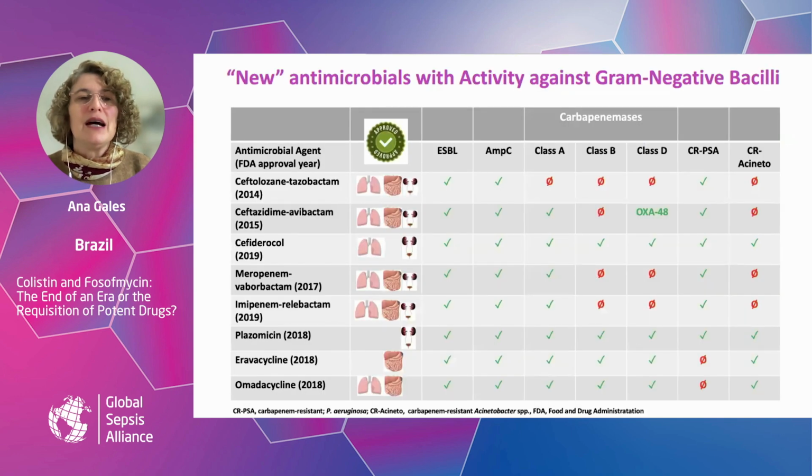I would like to start my presentation by recalling the new antimicrobials that were recently approved for the treatment of gram-negative infections. Most of these agents are combinations of beta-lactams with beta-lactamase inhibitors. They target carbapenem-resistant Enterobacterales. Very few have activity against carbapenem-resistant Acinetobacter. In fact, none of the new combinations of beta-lactams and beta-lactamase inhibitors have activity against carbapenem-resistant Acinetobacter, and none of them have activity against MBL producers.